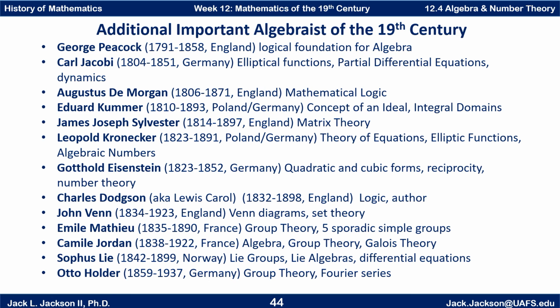He lived from 1842 to 1899 in Norway, and now Lie groups and Lie algebras are named after him. He also did work in differential equations, so he did a lot of work in these important areas. Lie groups and Lie algebras are definitely whole areas that are studied to this day. So there are a bunch of really important algebraists. Each one of these guys probably deserves a whole video himself, but we're going to call it there and move on to looking at some geometry in the next video.